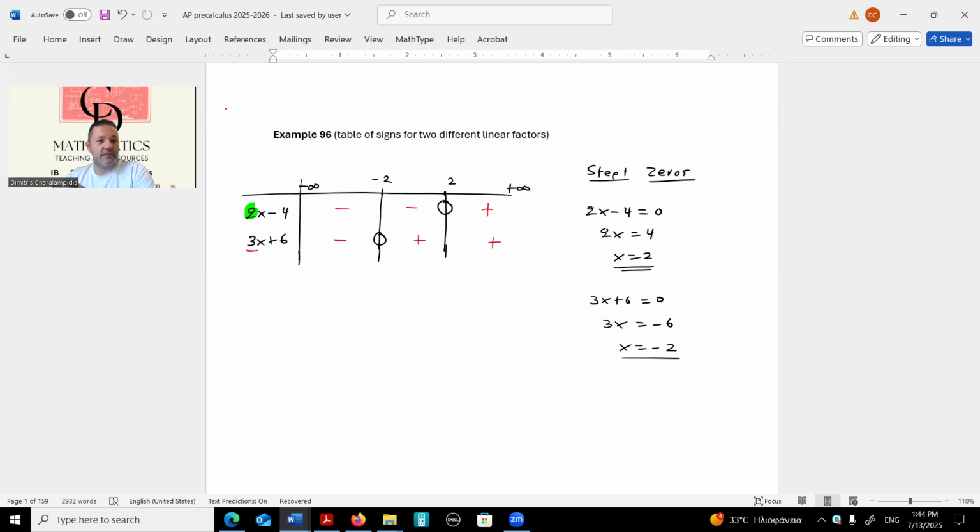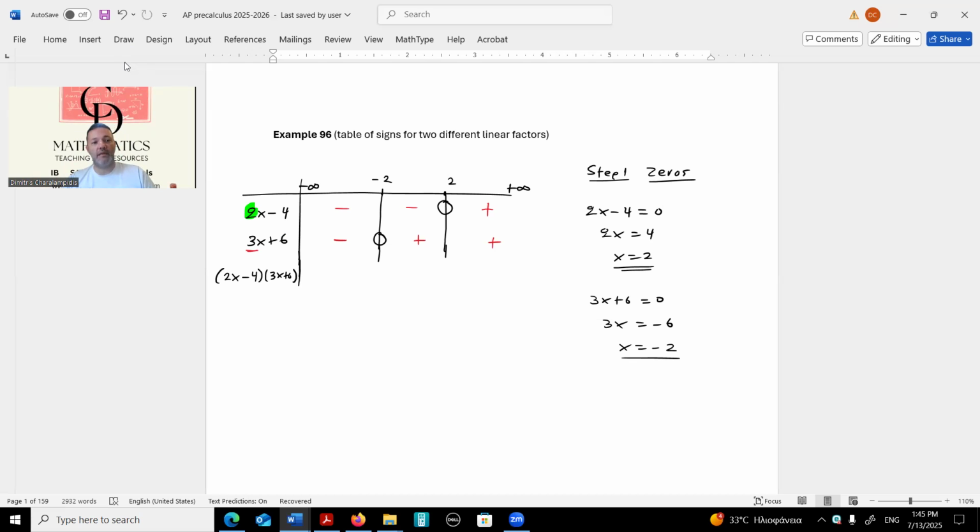In these cases, what we actually want to achieve is the sign of the entire product. So, assuming that here we get 2x minus 4 and 3x plus 6, so far we have managed to find the sign of each one of these factors separately. But now we want to find the sign of the entire expression, which is the product of these two.